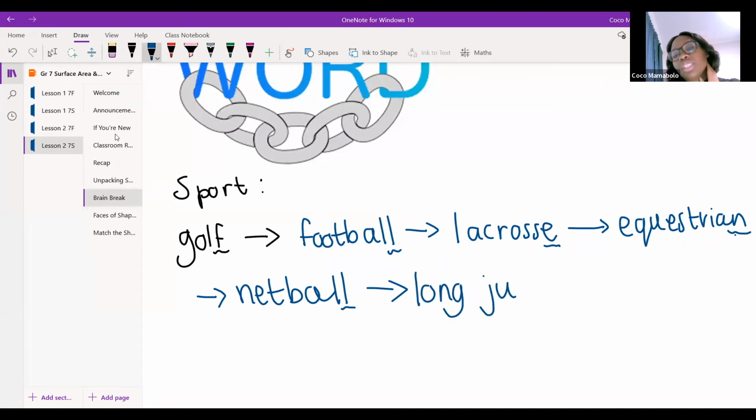Long jump. I was also telling the other class that my teacher tried to make me do long jump when I was in school because I was tall. And I just fell over my own feet because I was not good at it at all. Wasn't so great.